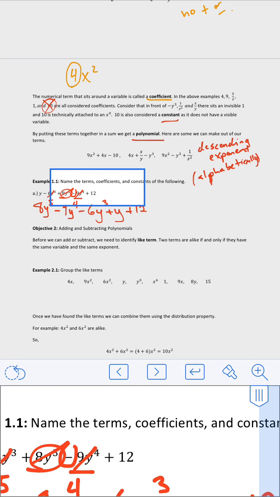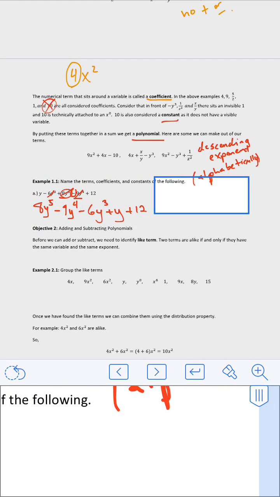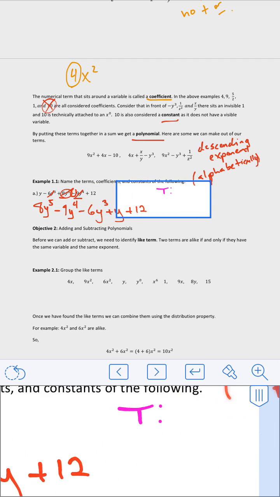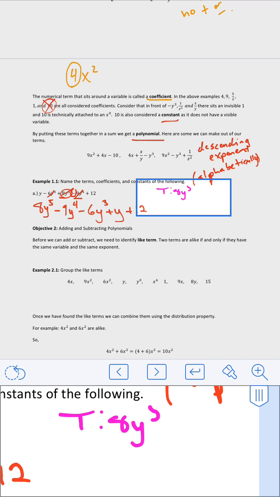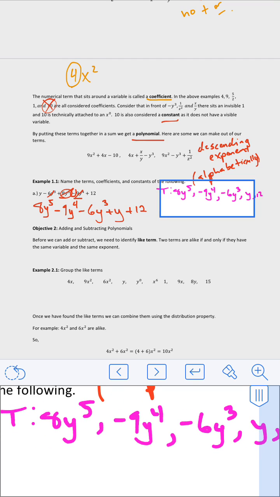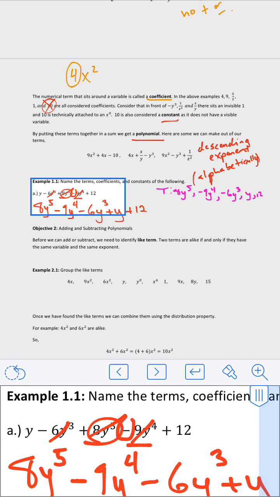Now let's list those terms, coefficients, and constants. So the terms, label it T. What would be the terms here? What were the things that were switching around? Well, one of them would be 8y to the fifth, and then negative 9y to the fourth, negative 6y to the third, y, and 12. Notice it was everything that was separated by a plus, right? And remember, if we think about those negative ones as being plus negative 9, it's whatever's being added, right? So you split them up by terms.